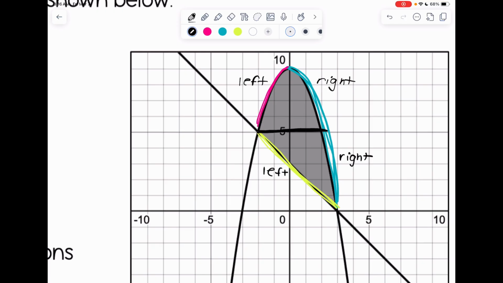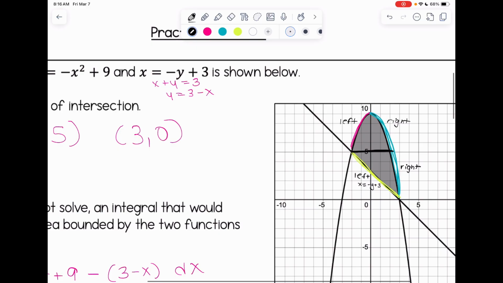Now, over here, where this left function is in green, the problem already gave us that in an x equals format, and it told us, and I'll zoom out in a second, that that was x equals -y plus 3. But I have to find the blue and the pink function here. So if I zoom out, that other function was y equals -x squared plus 9. Let's solve that now for x.